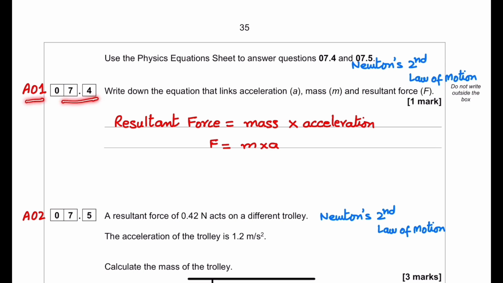7.4 is an AO1 question. The student can use the equation sheet to answer 7.4. Write down the equation that links acceleration, mass, and the resultant force. So we know that the force is equal to mass times acceleration of the object, which is actually Newton's second law. So the resultant force is mass times acceleration.